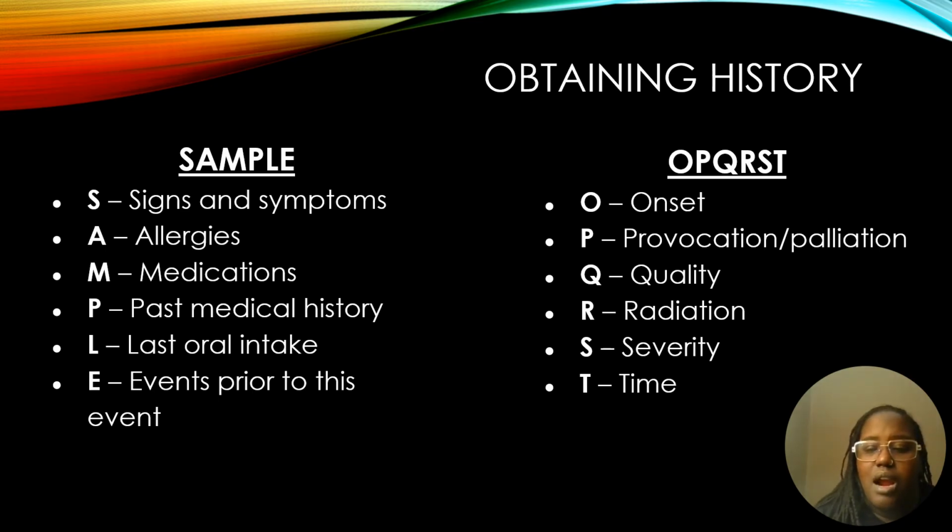Next, we want to go down our OPQRST, and we're going to be looking for the onset. Onset is when and how did these symptoms begin, right? Was it associated with a particular activity? It's very similar to the E, but if there's anything that they left out when you asked about E in SAMPLE, onset is where we're going to get the rest of that information.